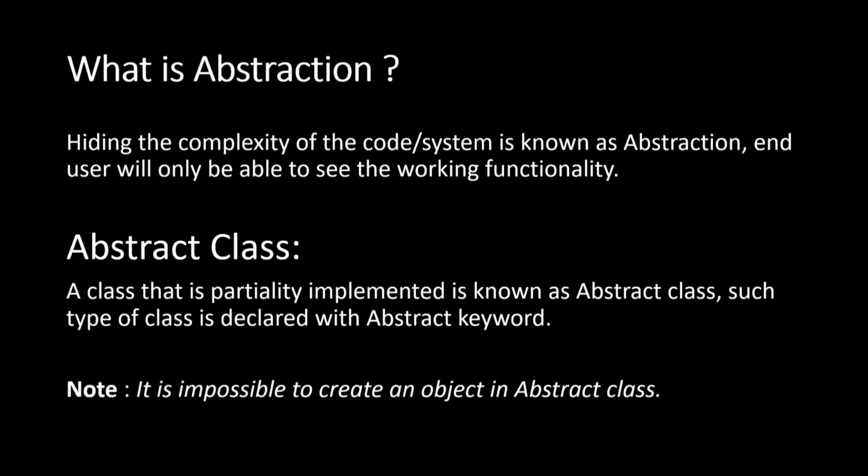Note: it is impossible to create an object of an abstract class. Why is it impossible to create an object of an abstract class? Because an abstract class is partially implemented, and if the class is not completely implemented, meaning some part of the implementation is pending, then how can it be possible to create an object?